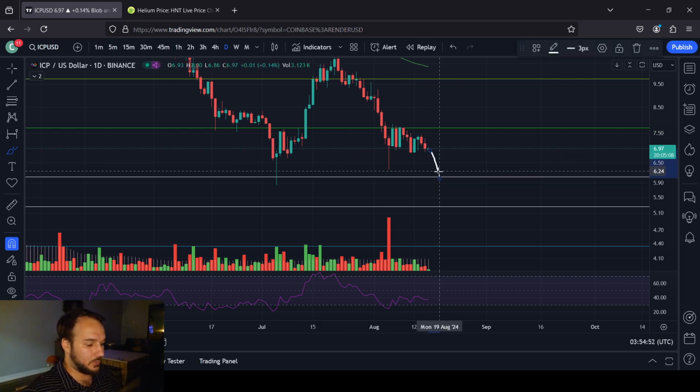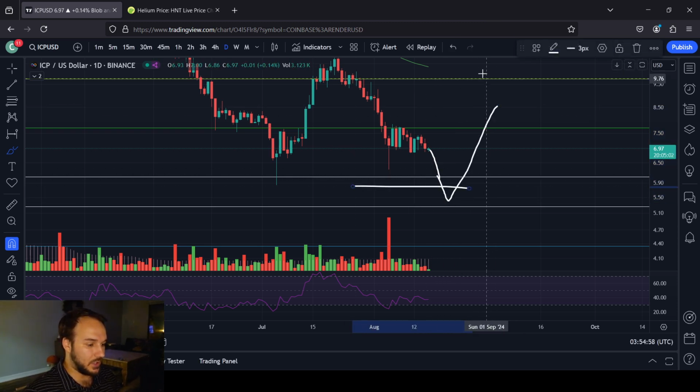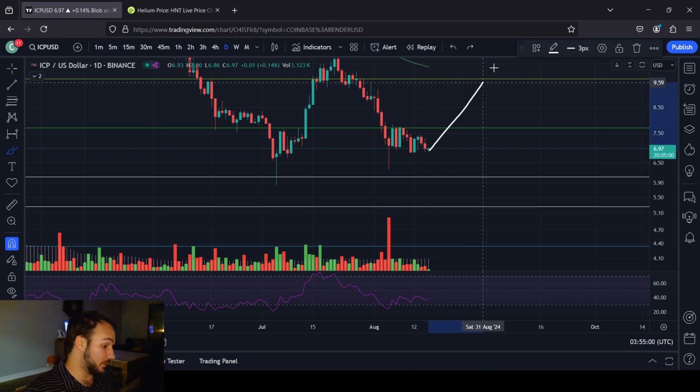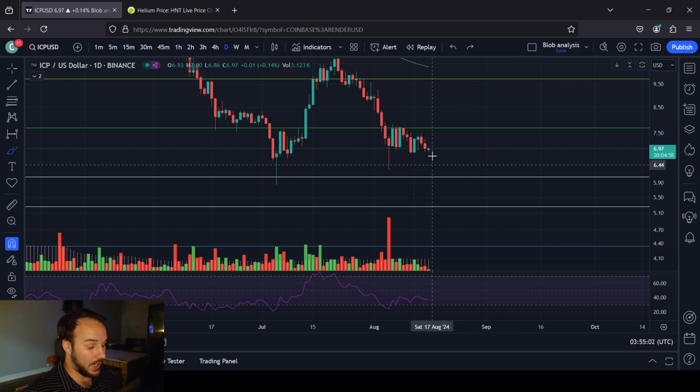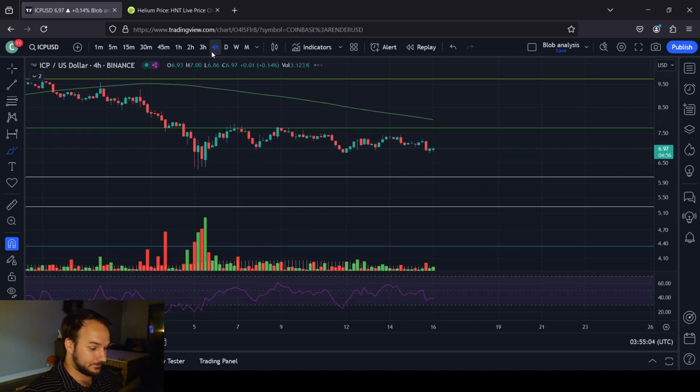Best case scenario is you form some kind of weird triple bottom. Maybe you form some kind of lower low or a very direct double bottom. Maybe this is your higher low here. It's possible, but I really do think you're going to go lower. I'm very confident that you'll go lower.